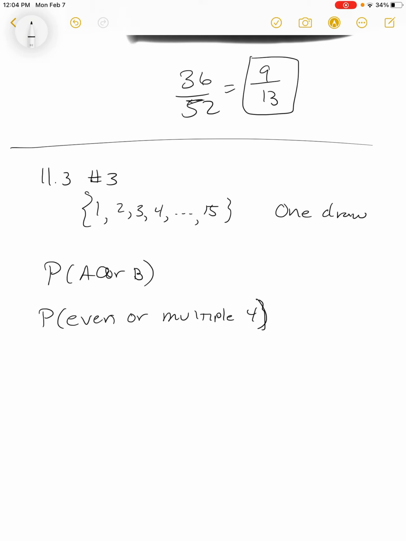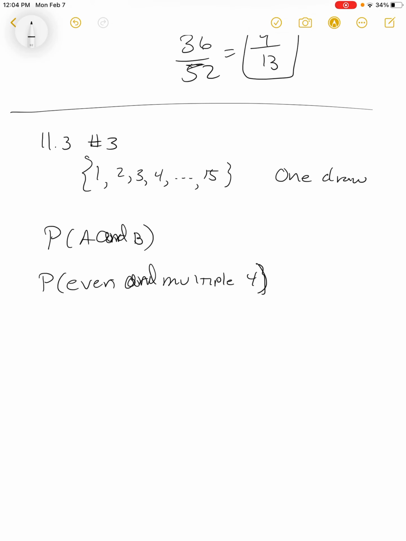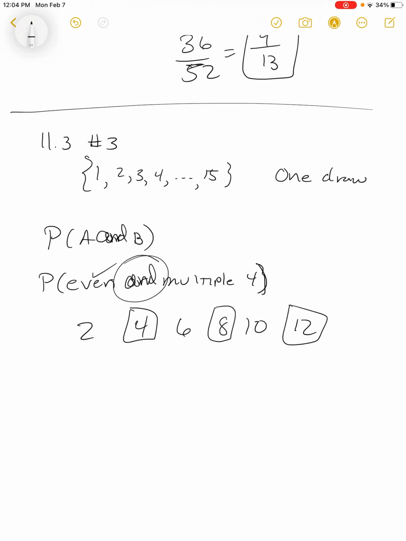Actually, I'm looking at the problem more closely, and it says and. So we need them both to happen. If I look at this set 1, 2, 3, 4, 5, 6, all the way up to 15, the even numbers are obviously 2, 4, 6, 8, 10, 12. That would meet the first criteria. But because of this word and, you need to be a multiple of 4. Well, only these, actually 3, are multiples of 4. So 3 out of the 15 numbers are both even and multiples of 4.